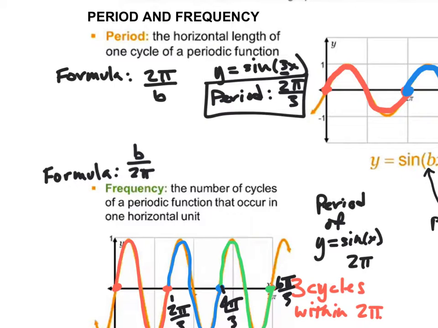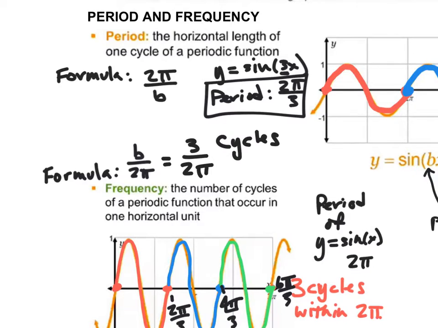So for period and frequency, they mean the same thing. It just depends on what you're saying. So when I put in the 3 here into this formula, that means I have 3 cycles per 2 pi, per length of 2 pi on the graph.